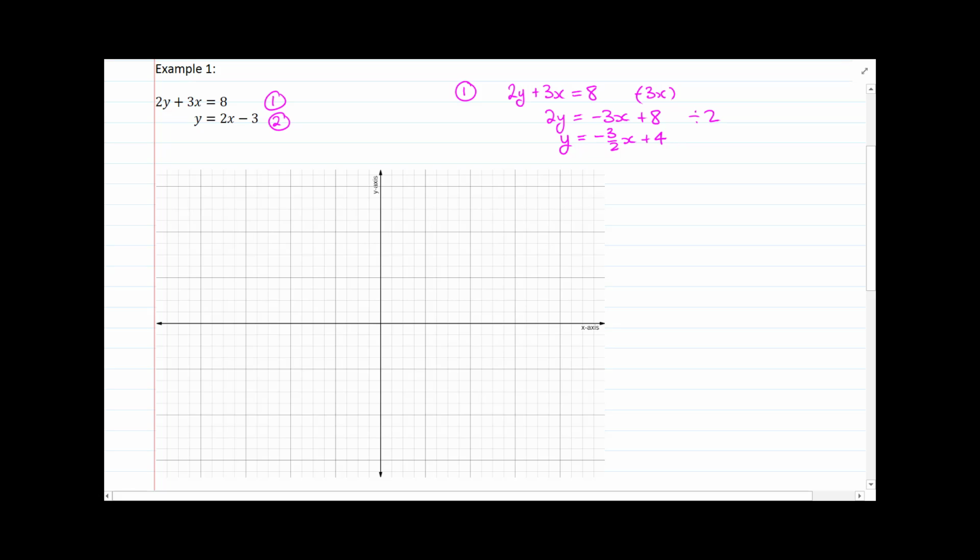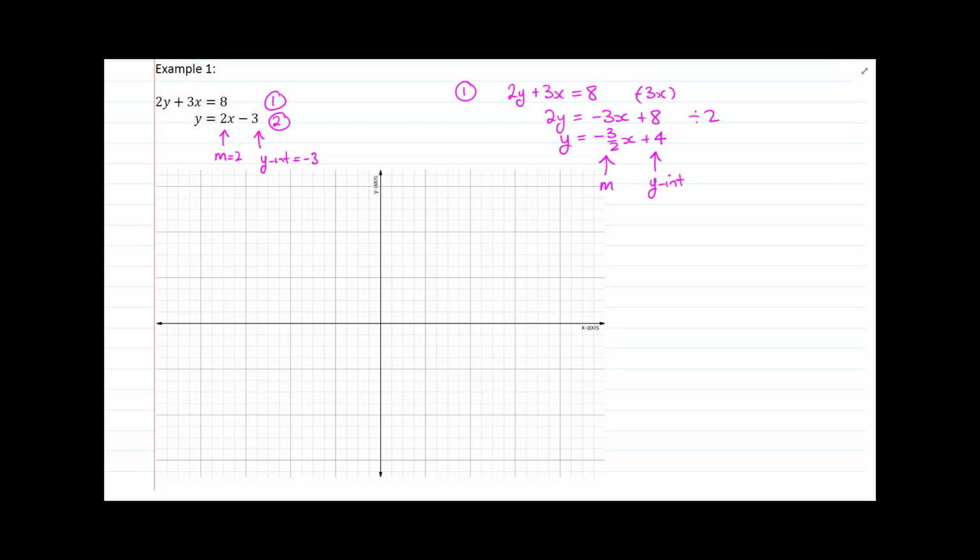And you'll notice from this rearrangement that I have my m value there and my y-intercept here. So my gradient is negative 3 over 2 and my y-intercept is 4. In the second equation, I have a simple m value is equal to 2 and y-intercept, which is equal to negative 3. So that's already set out for me.